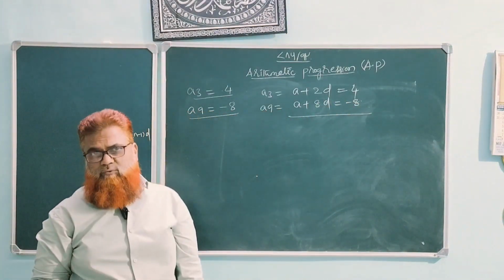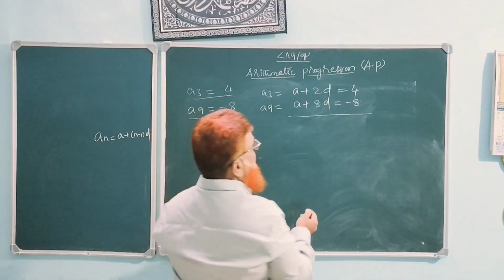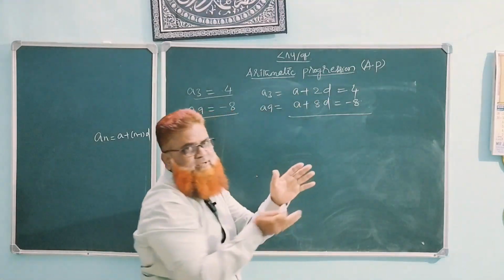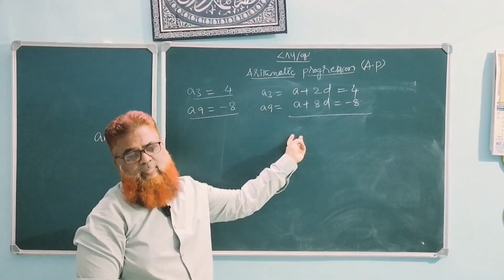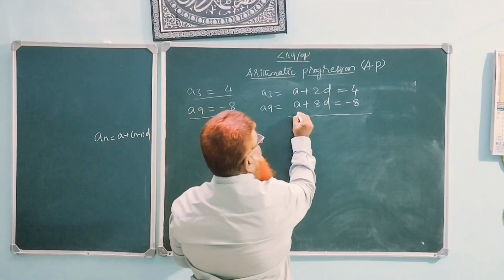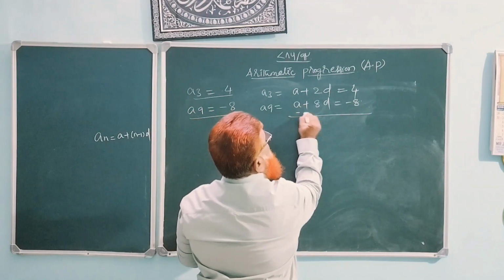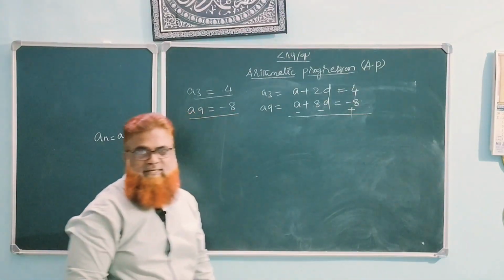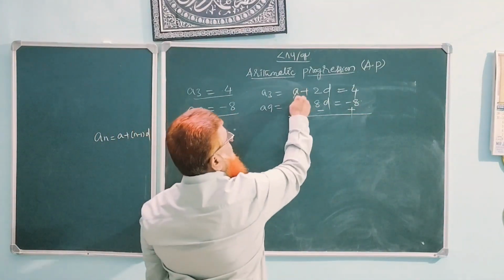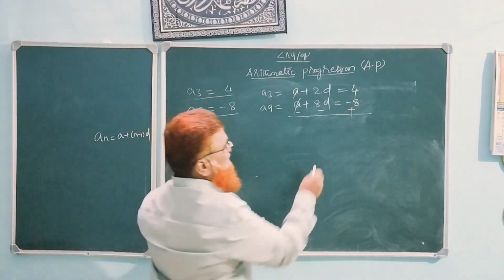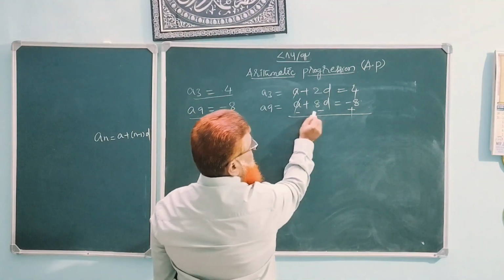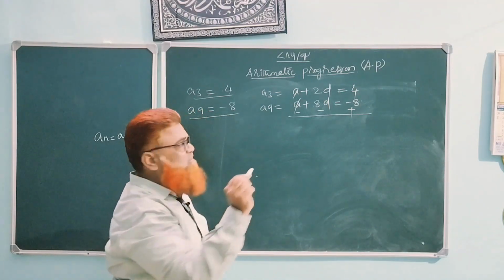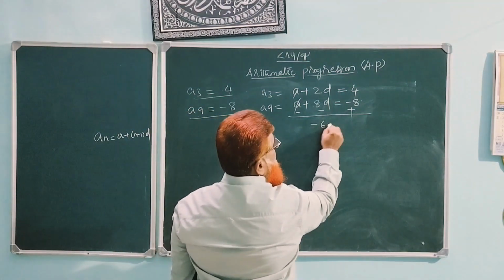What you need to do, children, listen to this one. You need to change the signs here. This is a simultaneous equation with 2 variables. You know how to solve this one. Minus changes to plus, plus changes to minus, and minus changes to plus. Now plus a and minus a cancel. I take plus 2d. After changing the sign, now it becomes minus 8d. So minus 8d plus 2d will be minus 6d.